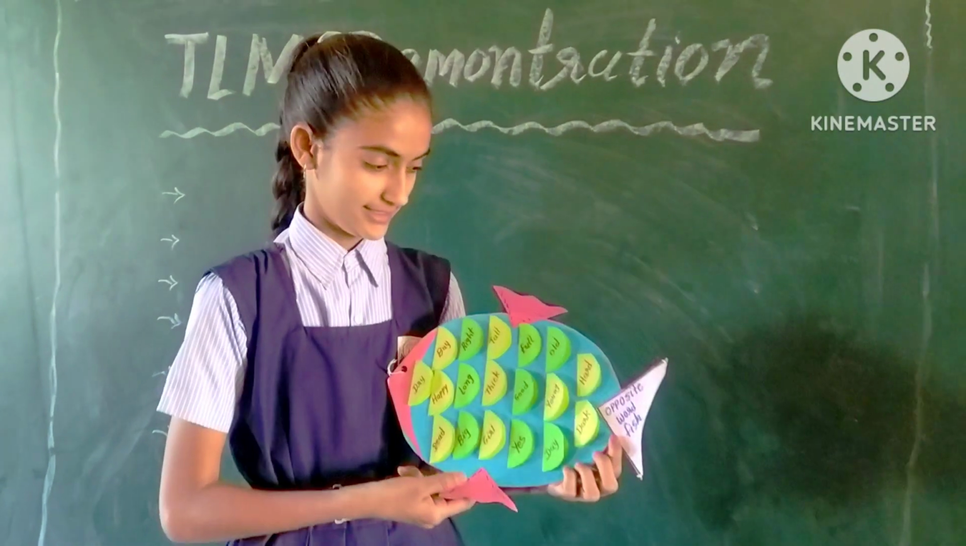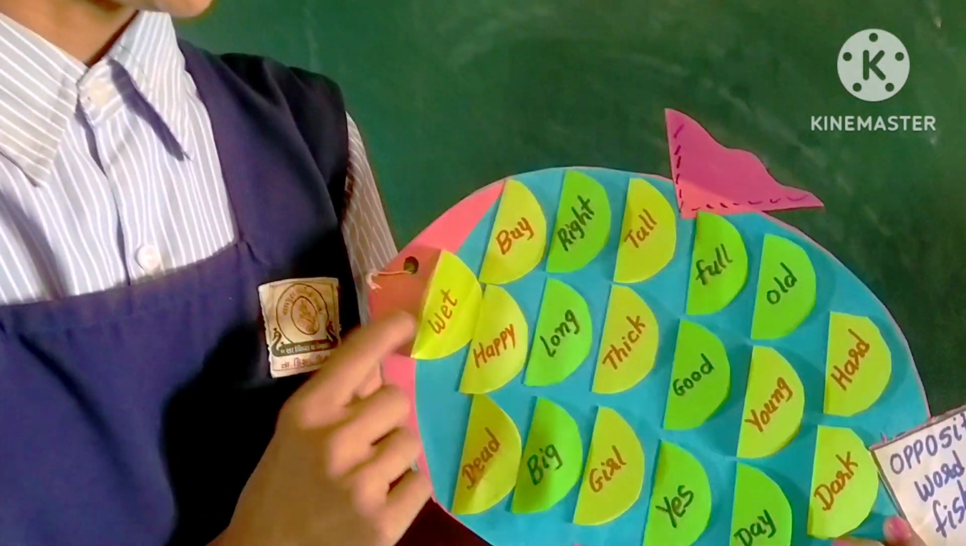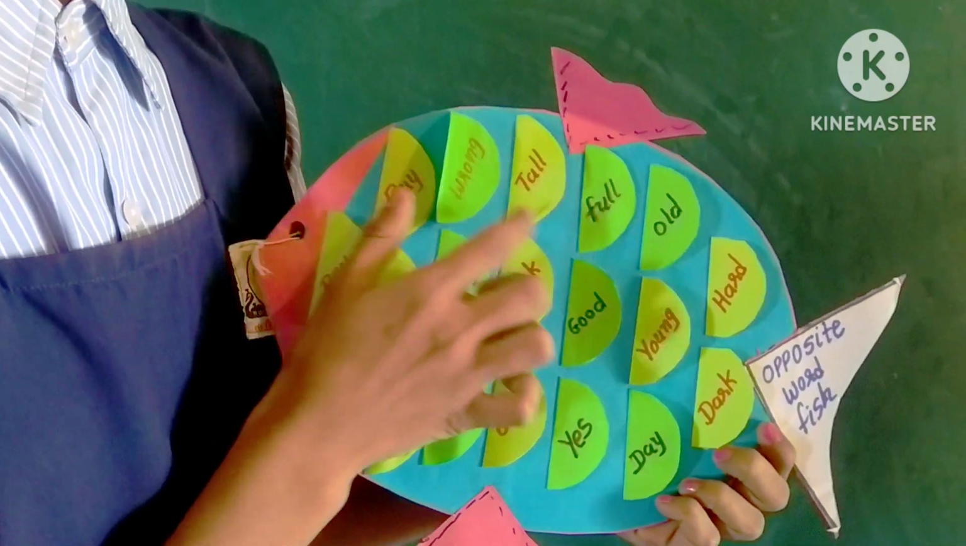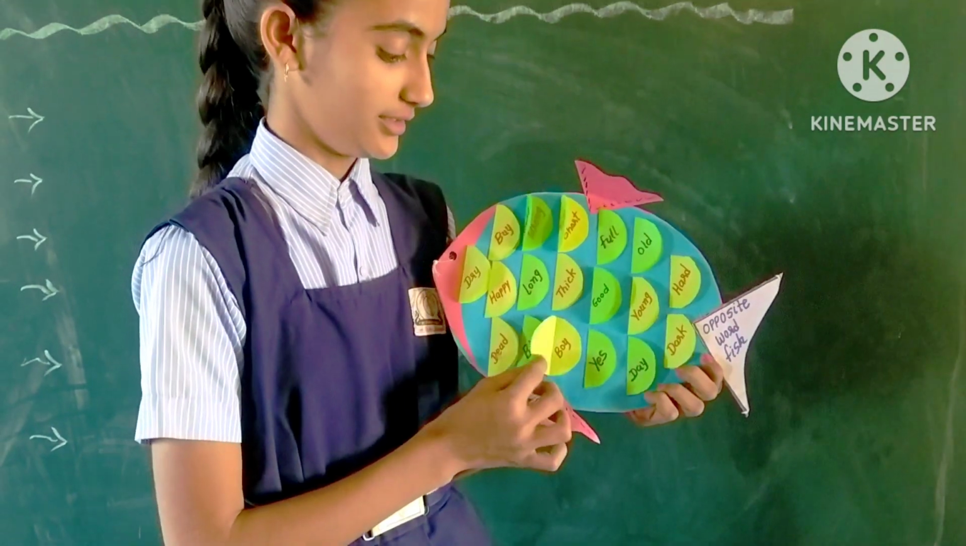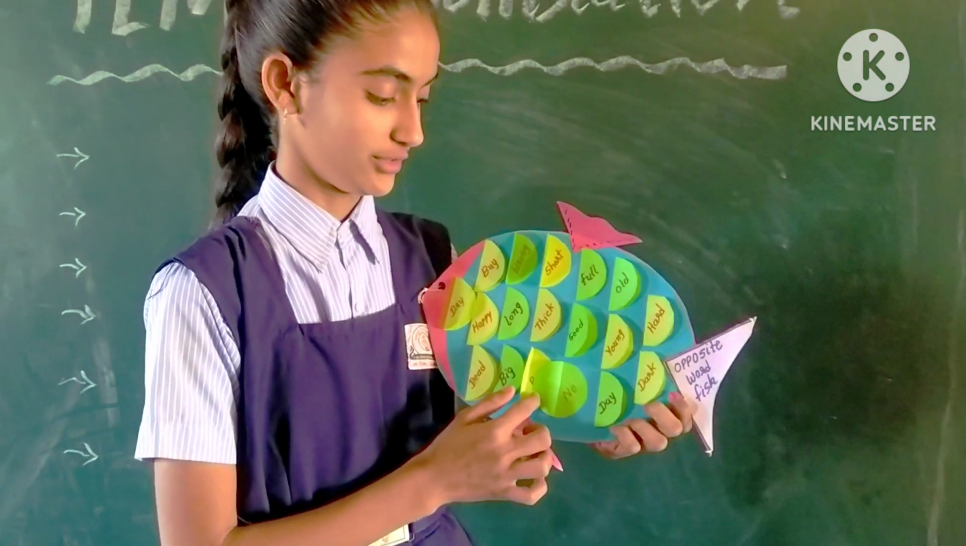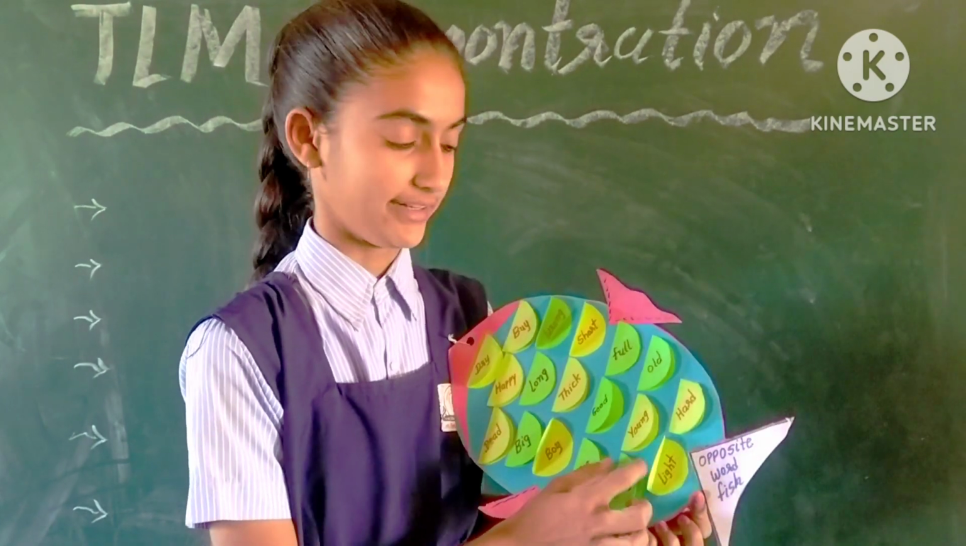Hello, I am Maya. This is our opposite word fish. Just like, bright, weak. Right, wrong. Tall, short. Good, bad. Girl, boy. Yes, no. Day, night. Dark, light.